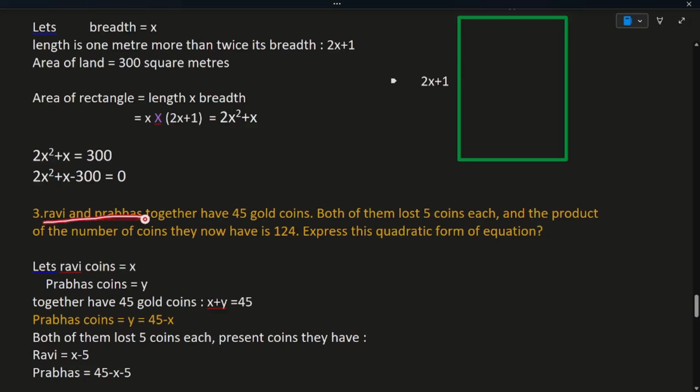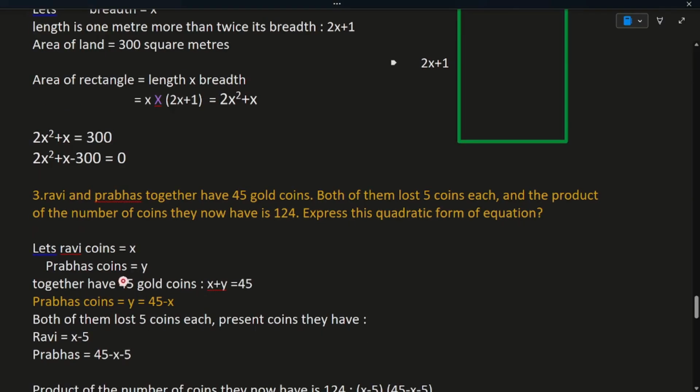In this way, for example, Ravi and Prabhas together have 45 gold coins. Both of them lost 5 coins each, and the product of the number of coins they now have is 124. Express this in the quadratic form of equation. Simple. Ravi has x number of coins, Prabhas has y number of coins. Together they have 45 coins, so x plus y equal to 45. The Prabhas coins equal y equal to 45 minus x. Why 45 minus x? Because x plus y equal to 45.